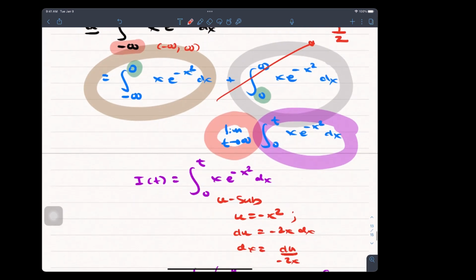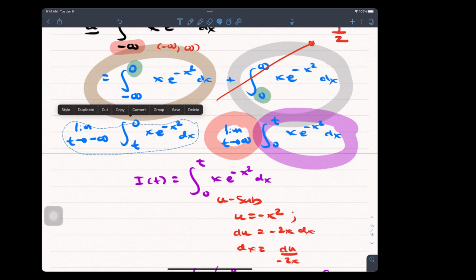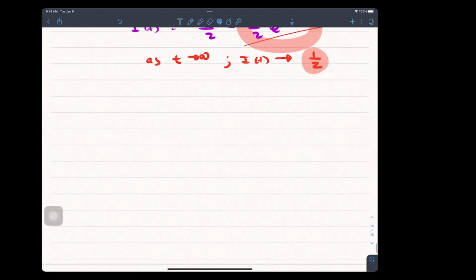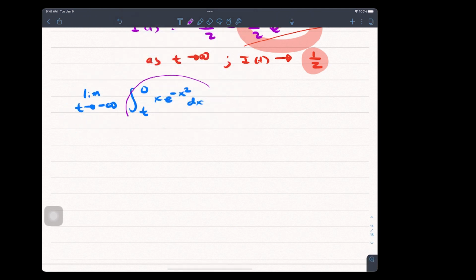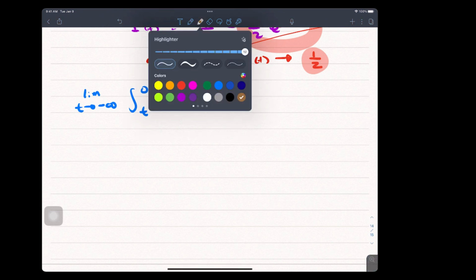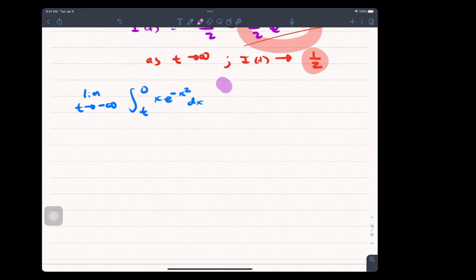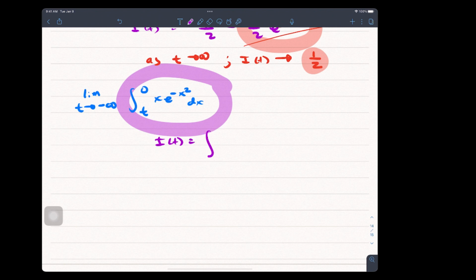So okay, you say, well, how do I do this integral? Well, same way, but that's the limit now. T goes to minus infinity, of the integral from t to 0 of x e to the minus x squared dx. So that is what we've got to focus on. But is that the same integral? Yes, it is. Your I of t just has different limits.